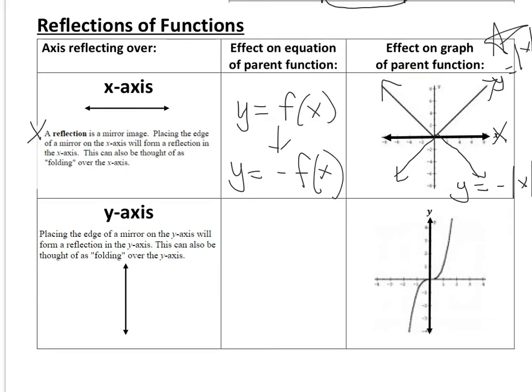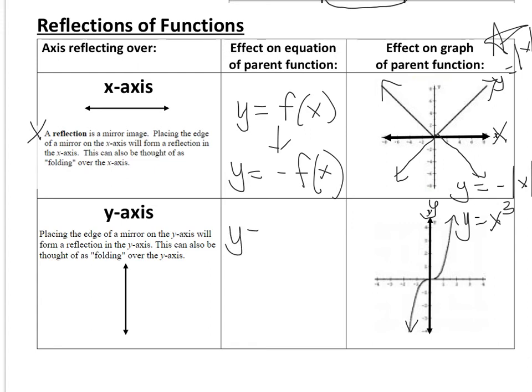Now to reflect over the y-axis, which is the vertical axis, take a look at this example here, which I know you guys know this is a cubic function. So this one, putting arrows on the end, would look like this. It's y equals x to the third power. And this time I want to reflect it not over the x-axis, but over the y-axis. So here's what you have to do to your parent function.